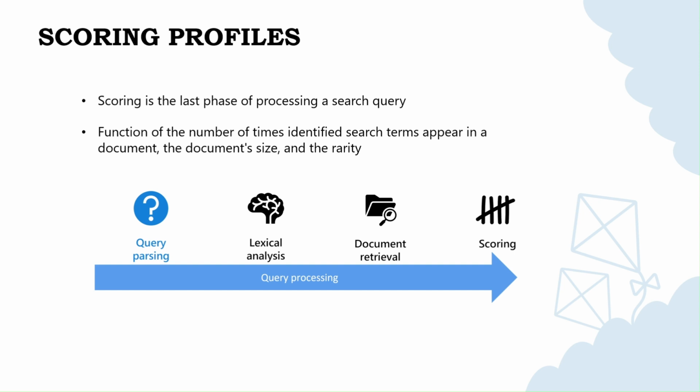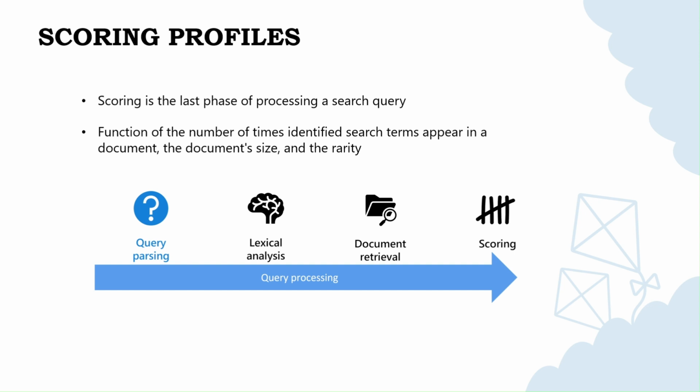Now, let's dive into how the search scores are actually calculated. Well, this is the final phase of processing any search query. And let's see how it works. So when a search engine processes a query, it evaluates each document that matches, and the score is determined by several factors such as how many times the search term appears in the document, the size of the document, and even the rarity of the search terms, because the less common terms might be more valuable. So, by default, search results are ranked by their scores, with the highest scores appearing first.